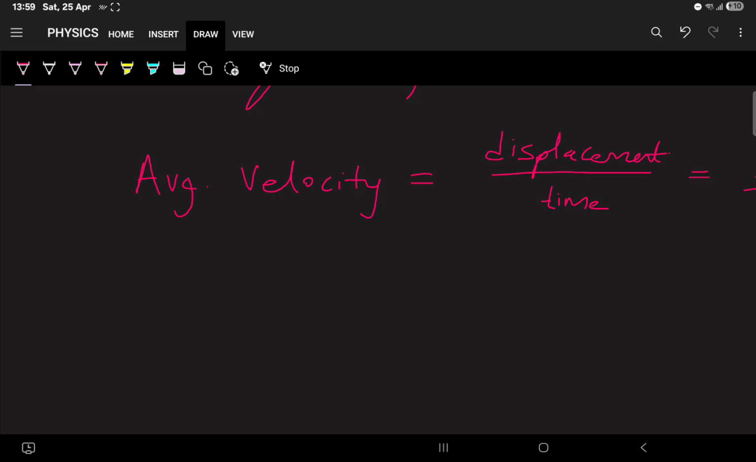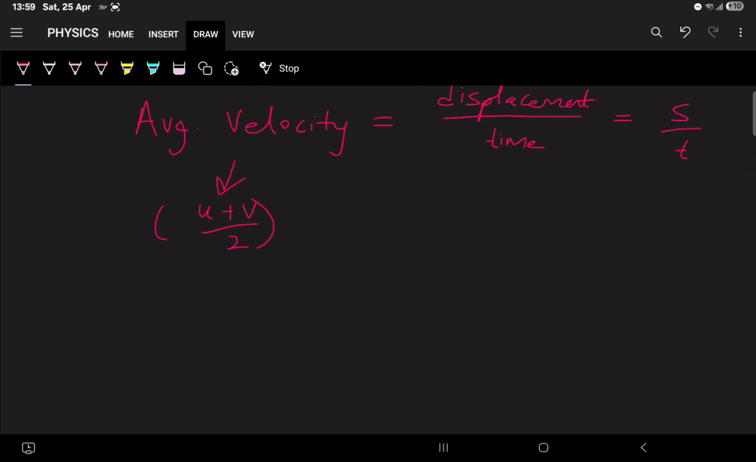Now, what is average velocity? Average velocity is simply the average of the initial and final velocity. So again, our initial velocity, we take it to be u. Our final velocity, we take it to be v. Average velocity is the summation of this divided by 2. So putting this in letters, u plus v divided by 2 equals s over t.